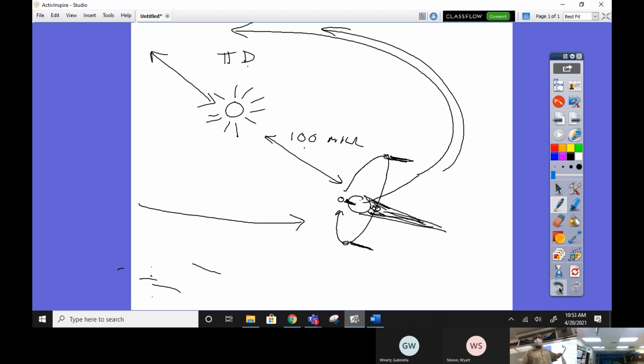Let's just round it off. Pi is now 3, not 3.14159, whatever. So 3 times 200 million equals 600 million. We travel 600 million miles through space every year as we're orbiting the sun. Is that okay so far? And how many days does it take us to do that? 365.